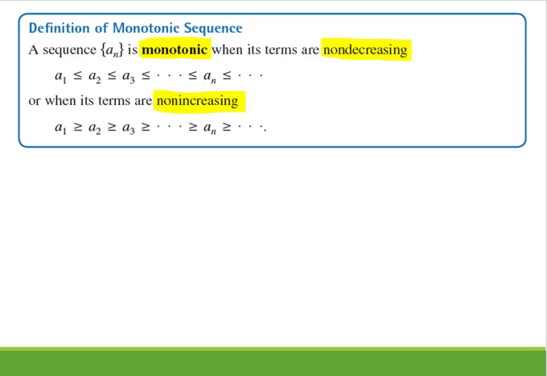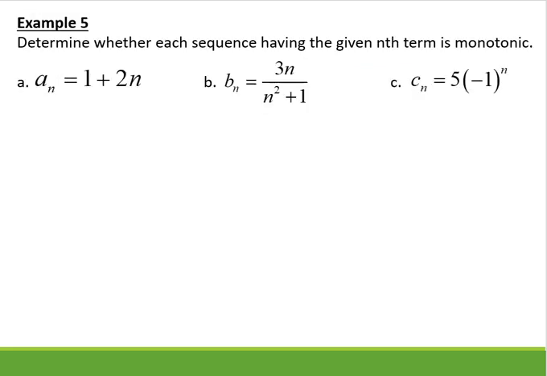Anyway, okay, so determine whether each sequence given the nth term is monotonic. So you want to figure out, is this increasing? Are my terms either getting bigger or smaller? So my first one, if I plug in 1, I get 3. As I plug in 2, I get 7. As I plug in 3, I get 10. Am I doing this right? Let me see. Yes. 2, 4, this should be 5.